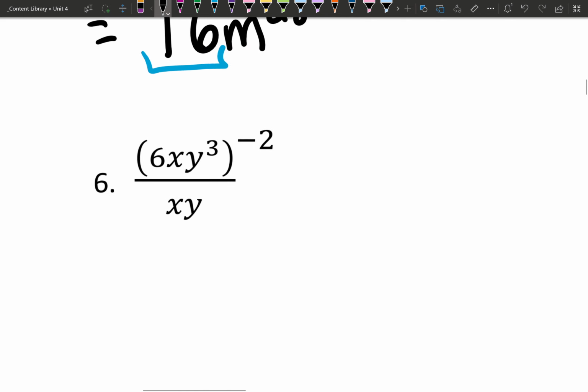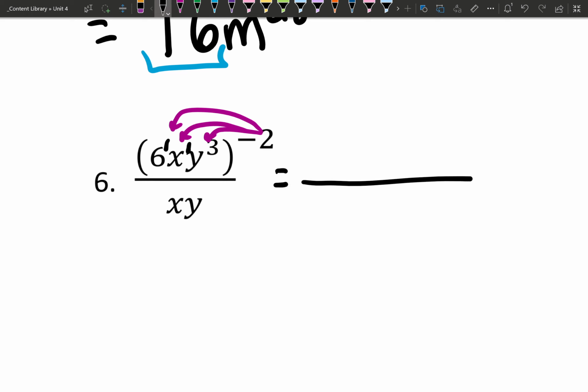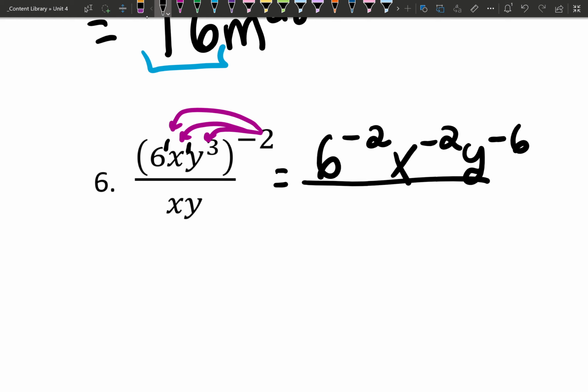Number 6. The first thing that I see that I can do in number 6 is what we did in number 5, and that's the power to product rule. I'm going to write in those little 1s for 6 and x, so I can pass out that negative 2 exponent. All right. So we get 6 to the power of negative 2, x to the power of negative 2, and y to the power of negative 6 all over xy.